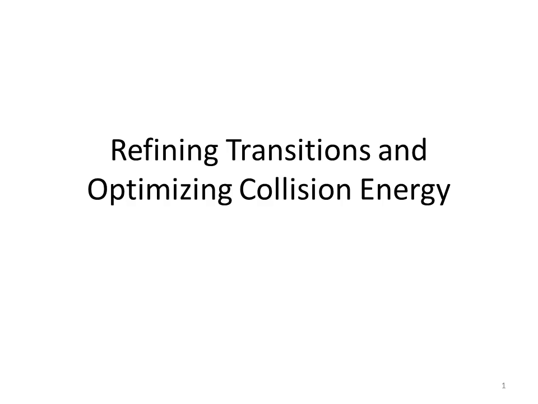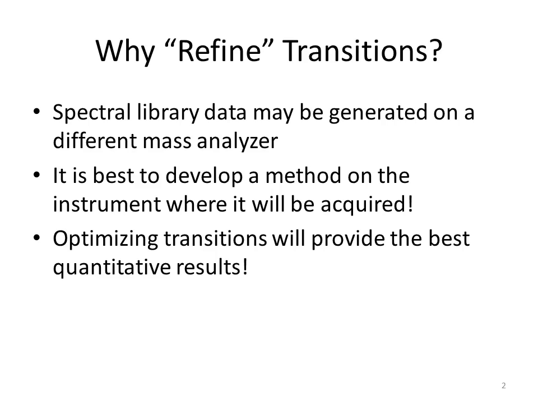Okay, so this section is on refining transitions and optimizing collision energy. This is the next step after you have either generated your data-dependent discovery data or you've acquired information from the literature and you know which peptides you hope to target, or at least which proteins. So if we begin at the protein level, let's back up a second.